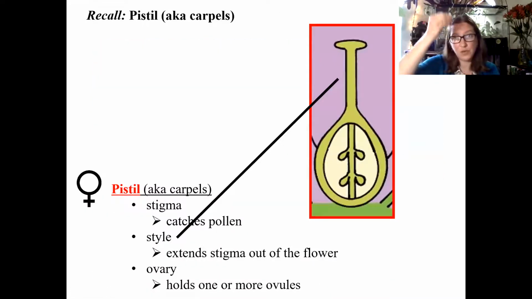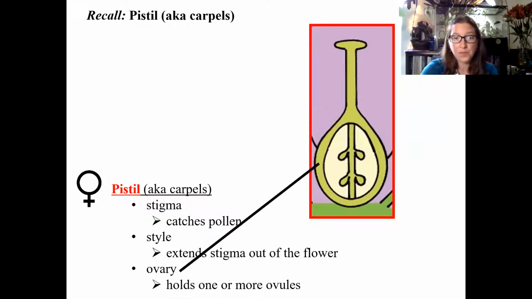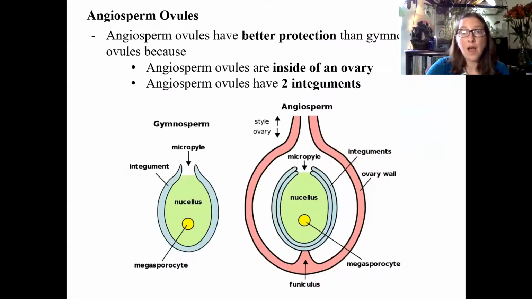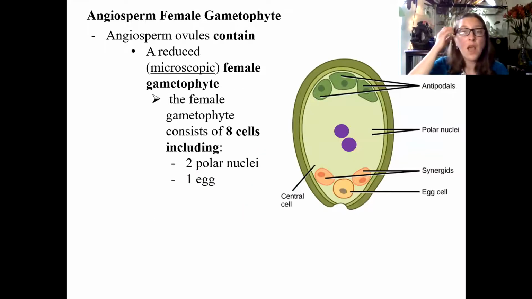Then you have a style, which is a long thing that holds the stigma out of the flower. And then you have an ovary, which has inside of it one or more ovules, depending on the species. There are ovules there. We know that angiosperm ovules are inside of an ovary, and they are better protected because of that, and also because the ovules themselves have two integuments. I covered that at the top of the class. Now we're looking just at an angiosperm ovule.